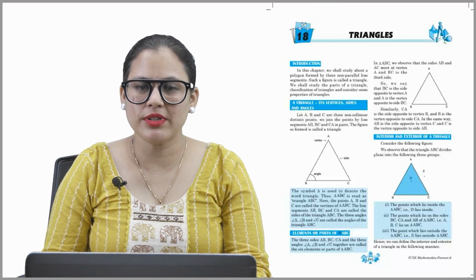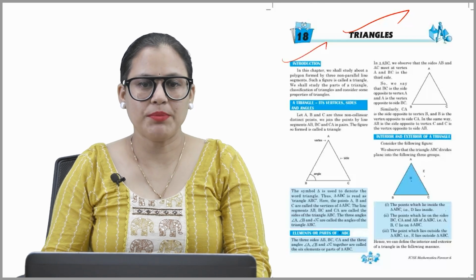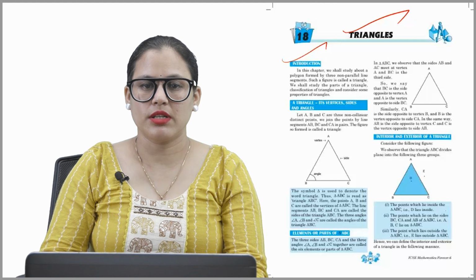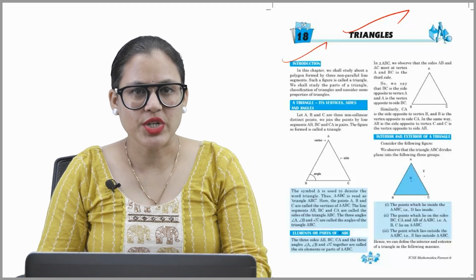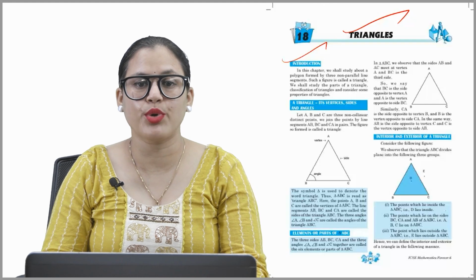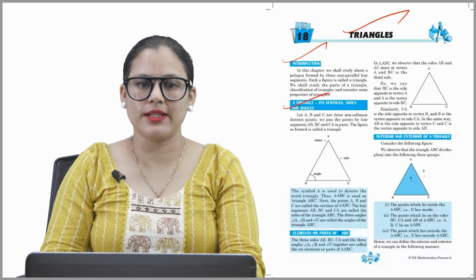Let's start today's chapter, triangles. Introduction. In this chapter, we shall study about a polygon formed by three non-parallel line segments. Such a figure is called a triangle. We shall study the parts of a triangle, classification of triangles, and consider some properties of triangles. A triangle, its vertices, sides, and angles.